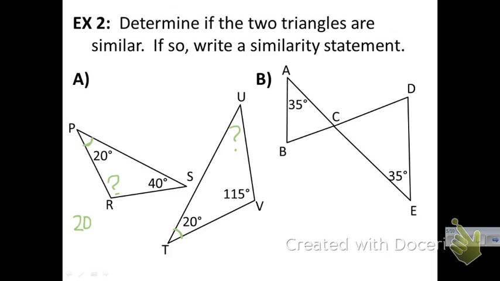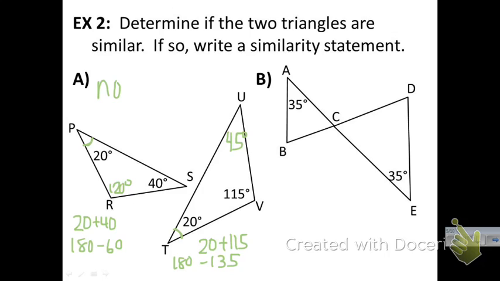So to do that, we're going to add 20 and 40, and then we're going to take that, which is 60, and subtract it from 180. So that gives us 120. You can probably already tell that R and V are not congruent, so most likely U and S are not, but to verify that, we'll go ahead and add the 20 plus 115, which is 135, and subtract that from 180. And that gives us this leftover angle of 45. And here we can show that only one pair of angles are congruent, so these are not similar.